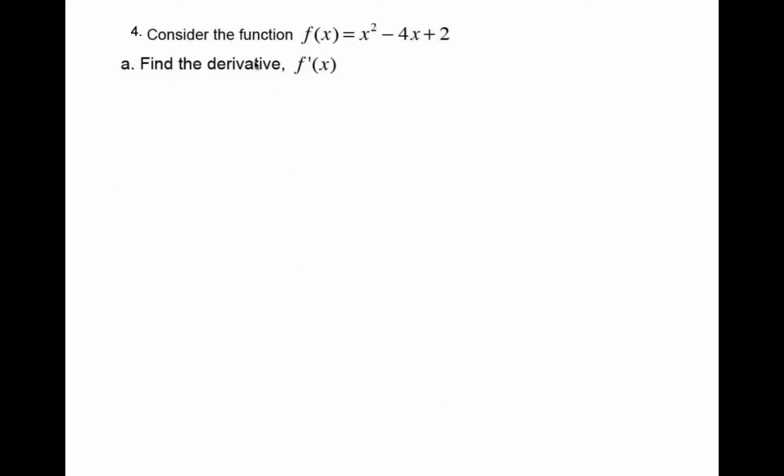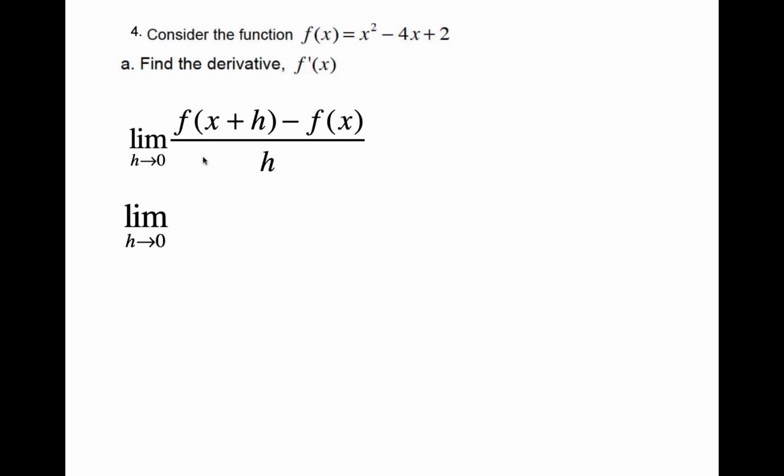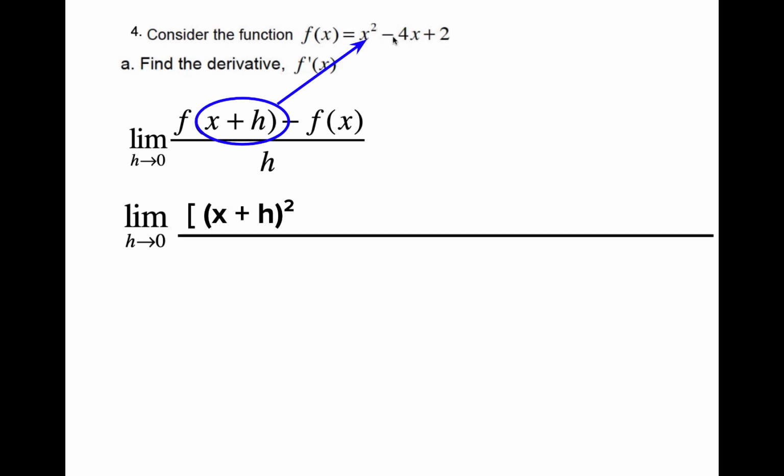All right, number 4, finding the derivative of this equation here. So the first thing you should do is use that formula, write it down so we can start plugging things in. So then drop down the limit as h approaches 0. This x plus h is going to get plugged into the function f of x. So the x's are going to go away and become x plus h. So this is going to give me x plus h squared minus 4 times x plus h plus 2. So that's me plugging in x plus h to the function.